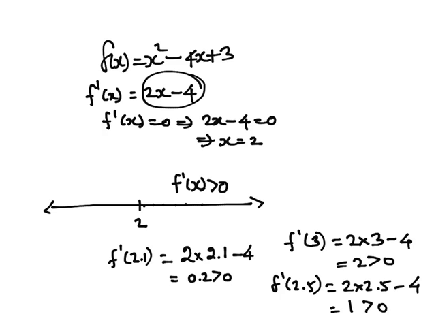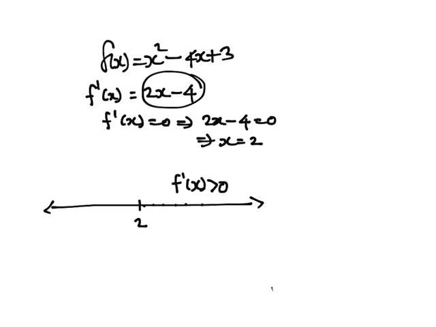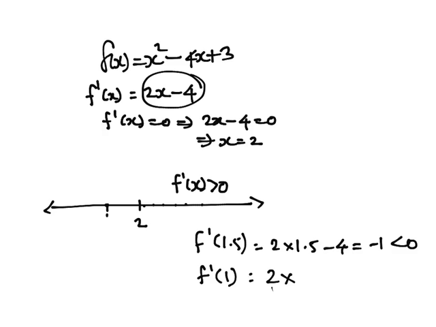Okay. Let me take a value less than 2. Let me take, let's say, 1.5. Let me find f dash of 1.5. So f dash of 1.5 is 2 into 1.5 minus 4, which is minus 1, less than 0. Let me take another value. Let me take 1 here. F dash of 1 is 2 into 1 minus 4, which is minus 2, again less than 0.